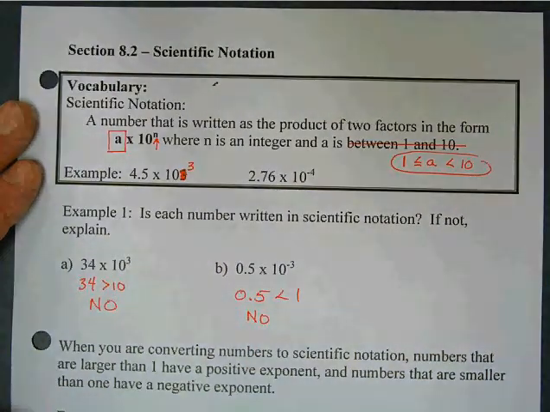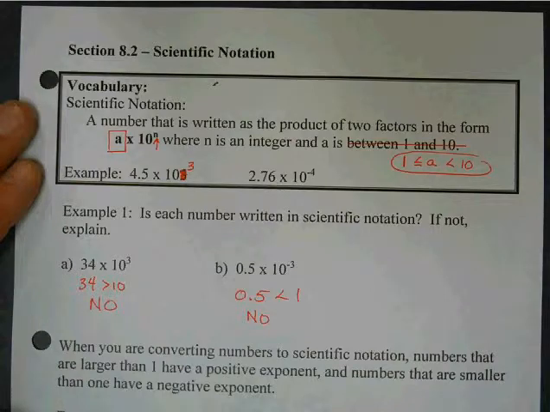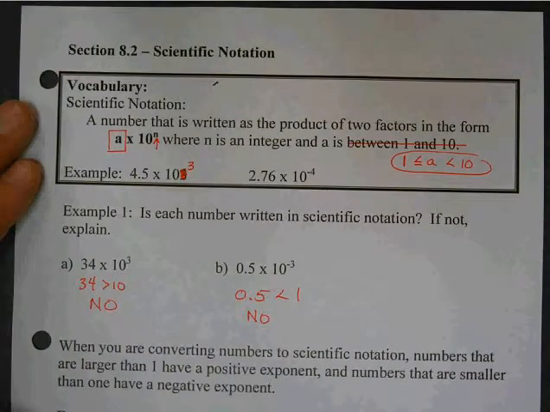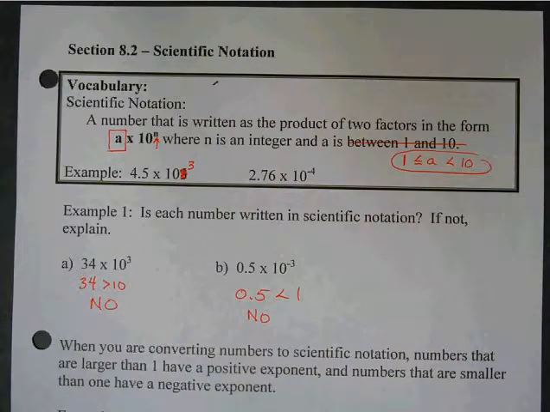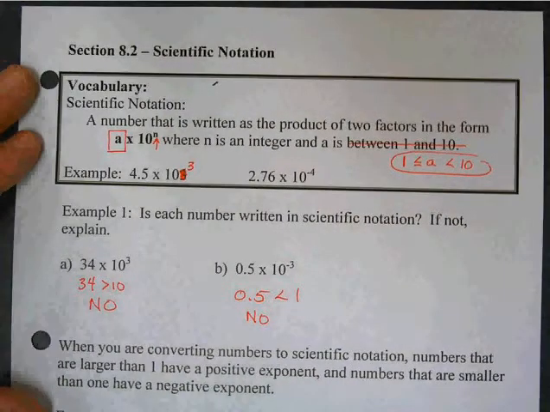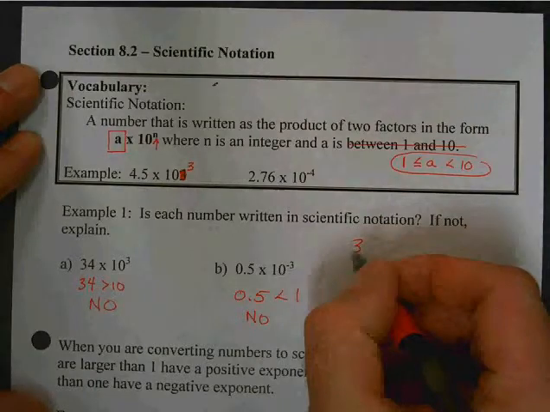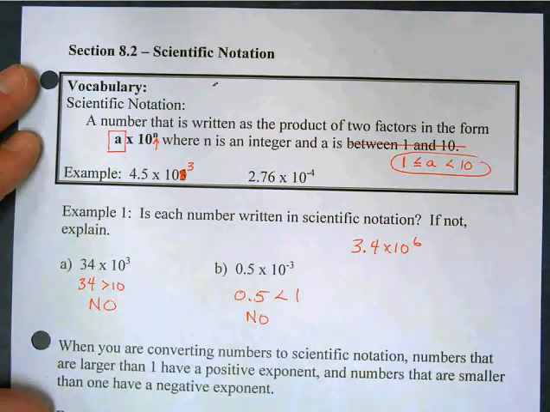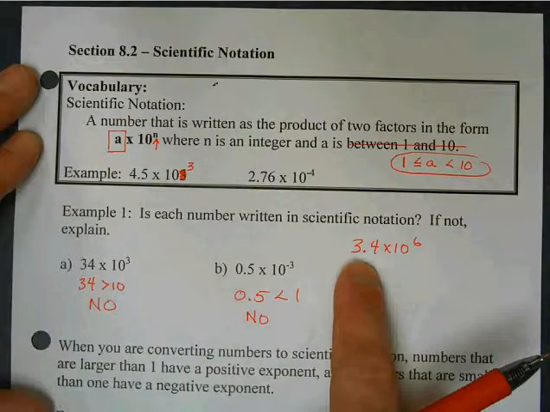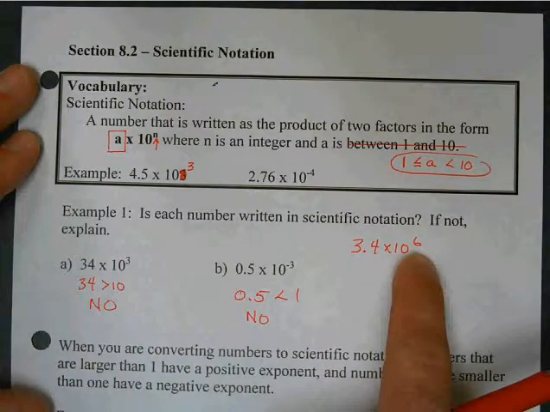Sad face. Does that mean you can't multiply it, or does it just mean it's not scientific? As presently written, it's not in scientific notation. We could manipulate it to make it in scientific notation, but as presently written, it's not in the correct form. And the goal is to understand and identify correct form. So let's give an example of something that would be. How about 3.4 times 10 to the 6th? Is that between 1 and 10? Yes. Power of integer. Sure.